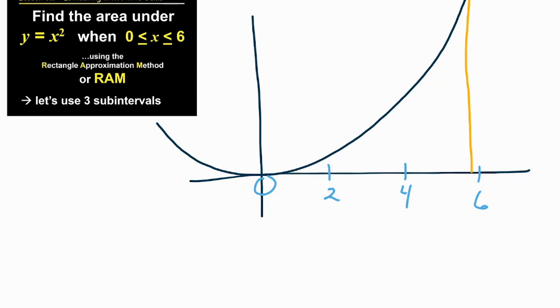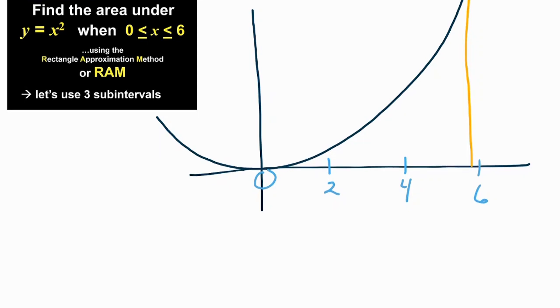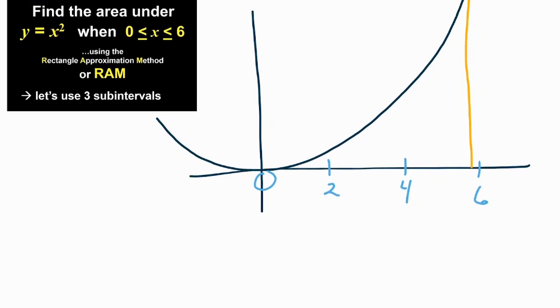Now, exactly how do I draw these rectangles? Well, you guys are going to learn that there's 3 different ways. And one of the ways is by drawing them to the left, which is actually called the LRAM, which means the left hand rectangle approximation method.